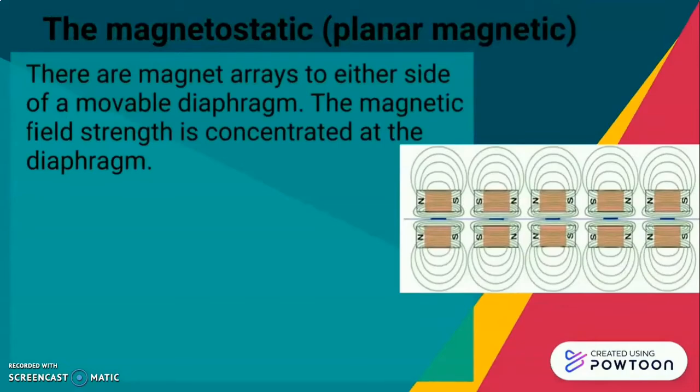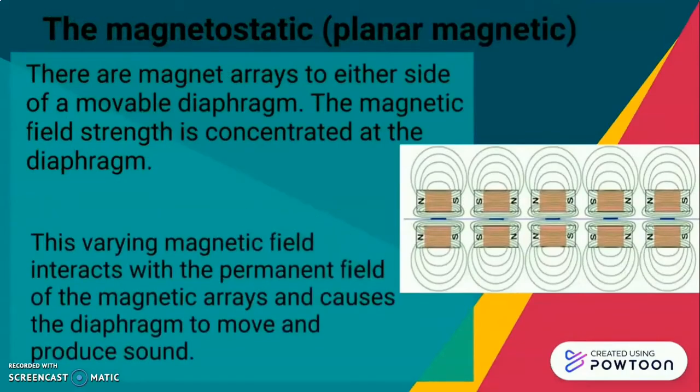There are magnet arrays on either side of a movable diaphragm. The magnetic field strength is concentrated at the diaphragm. This varying magnetic field interacts with the permanent field of the magnetic array and causes the diaphragm to move and produce sound.